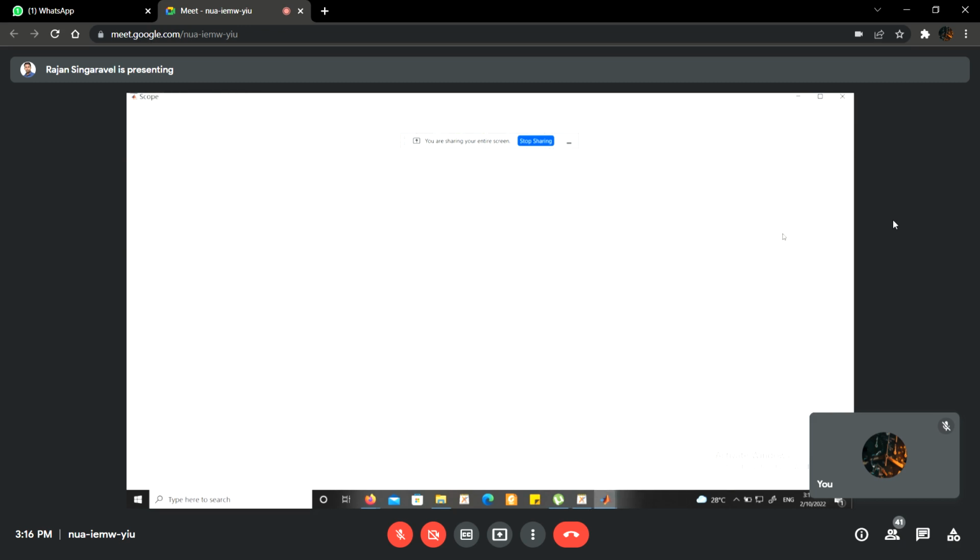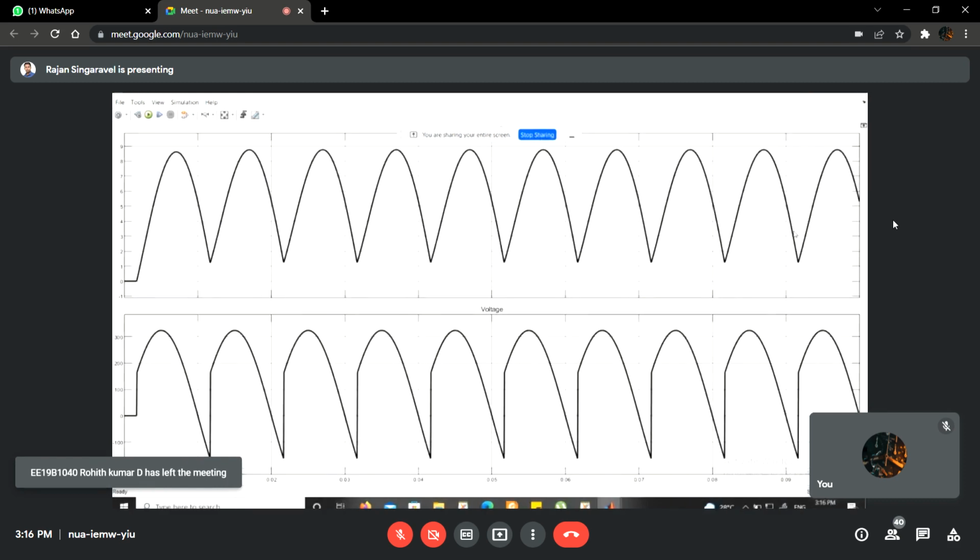So in a single phase full converter, you can have R load or RL load. To be very clear, you can have RLE load also. As of now, we are dealing with RL load, and for RL load we have two conditions: one where alpha is greater than the load angle, and the second where alpha is lesser than the load angle.